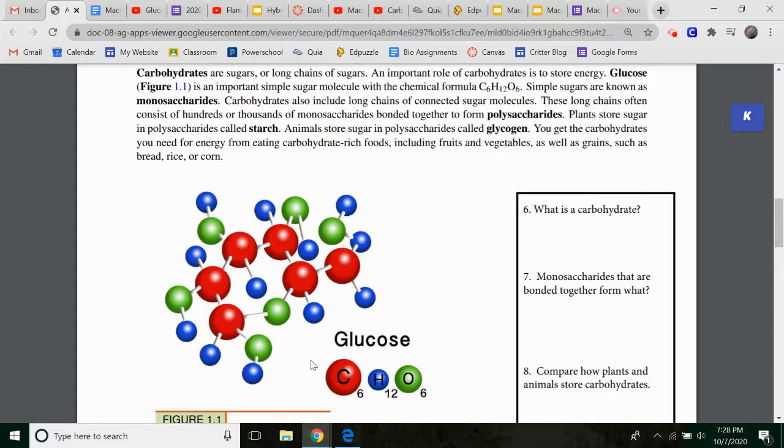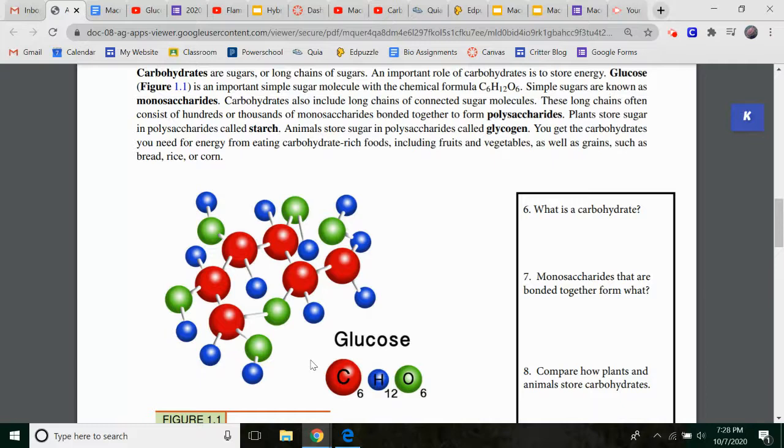Carbohydrates also include long chains of connected sugar molecules. These long chains often consist of hundreds or thousands of monosaccharides bonded together to form polysaccharides. Plants store sugar in polysaccharides called starch. Animals store sugar in polysaccharides called glycogen.